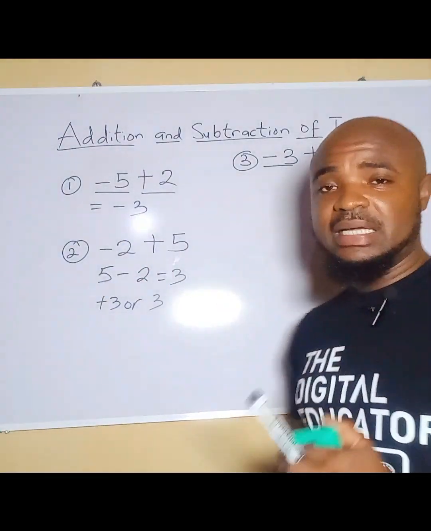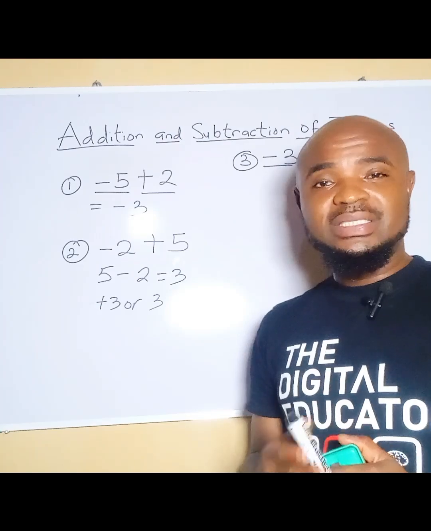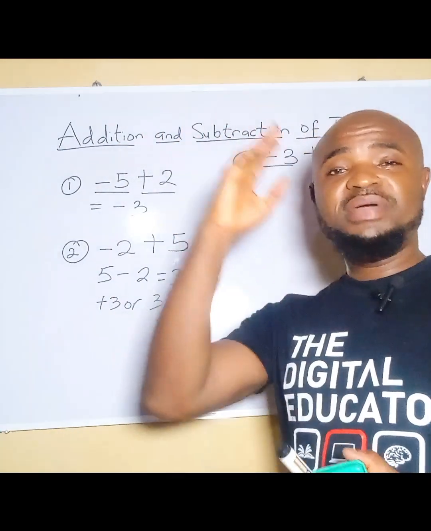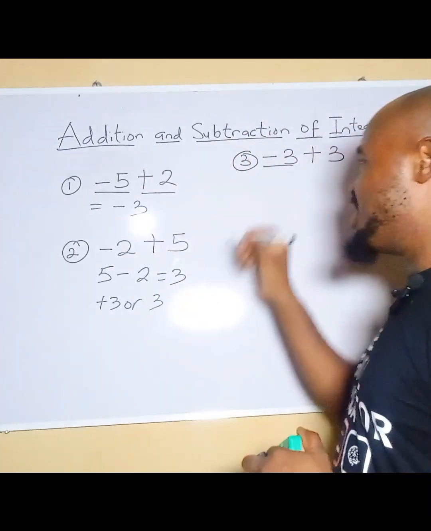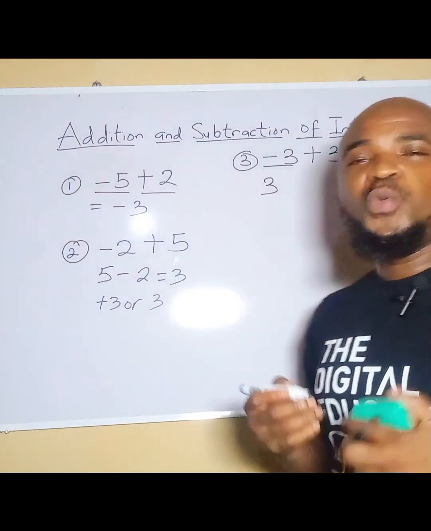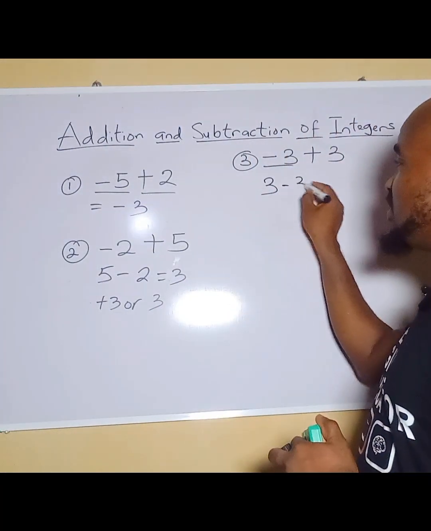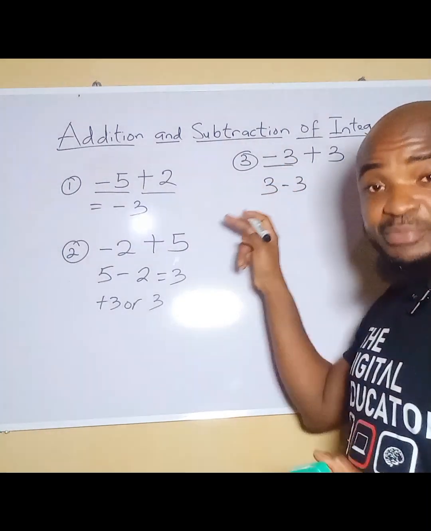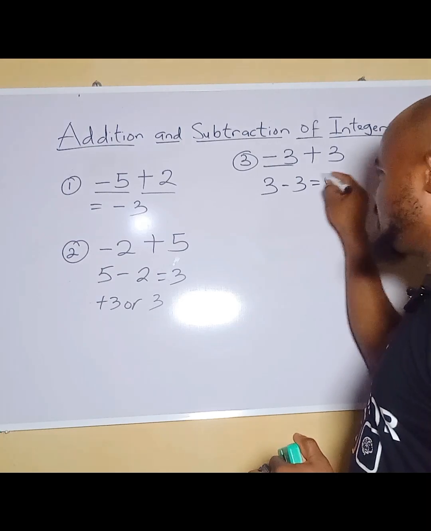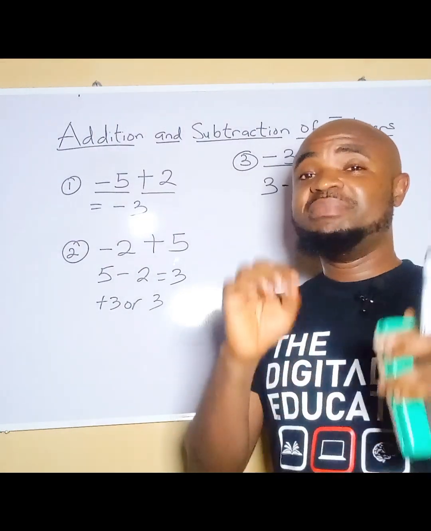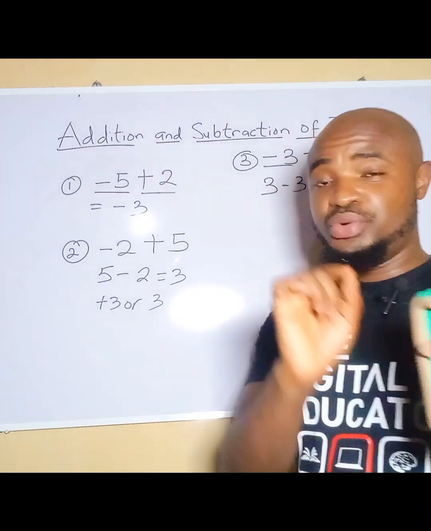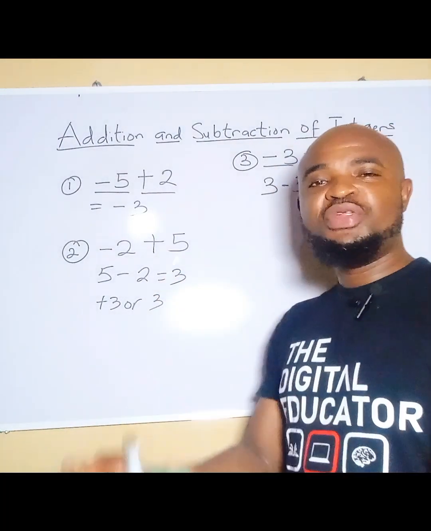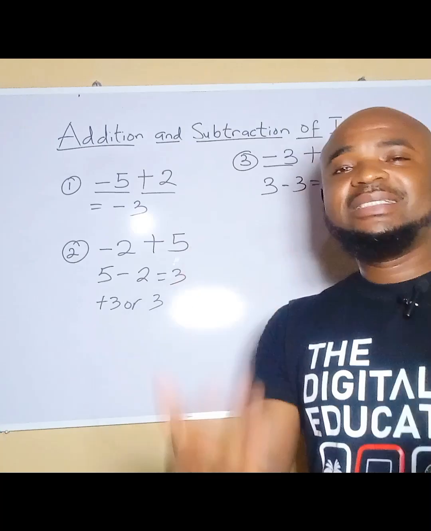If I pay back 3 naira, I'm paying back what? Exactly what I borrowed. So indirectly, I'm just going to be taking away what I borrowed, which is 3 naira. This 3 is for the positive, and this other 3, minus 3, is the one I borrowed. And that will give me what? 0. It means anytime the amount to borrow is the same amount as the money you have with you, the answer will be 0.